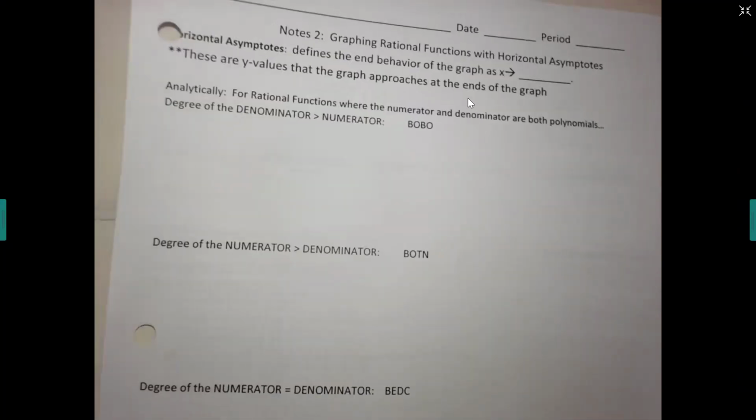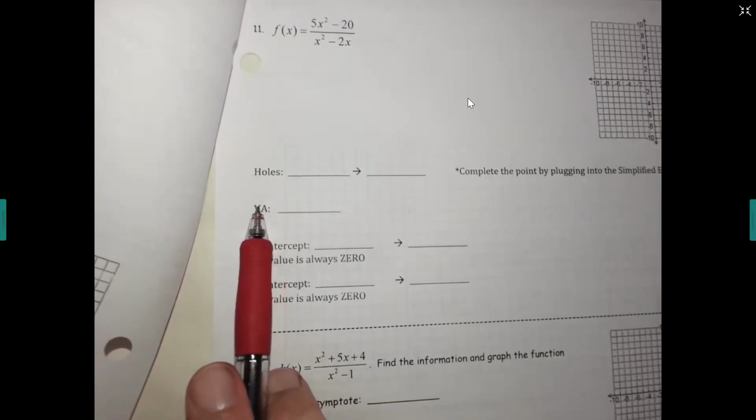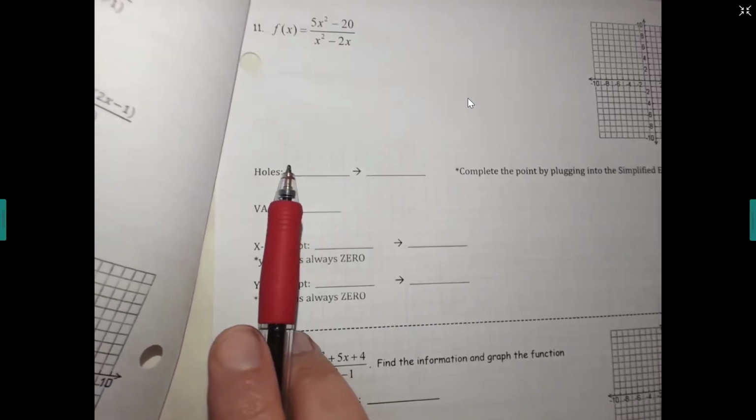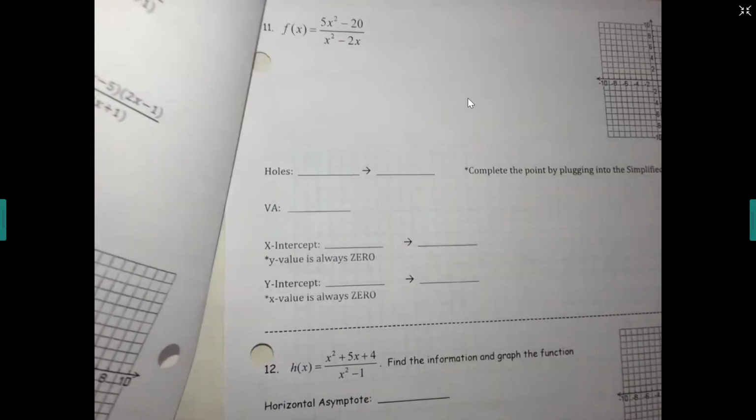Okay, so last class, let me remind you what we did. You remember that last class we learned how to find holes and vertical asymptotes. Do you remember that? Okay, so we're going to put computers away for right now, please. When we're done with notes, you'll have those back out, and that's totally fine. But for right now, let's put those away.